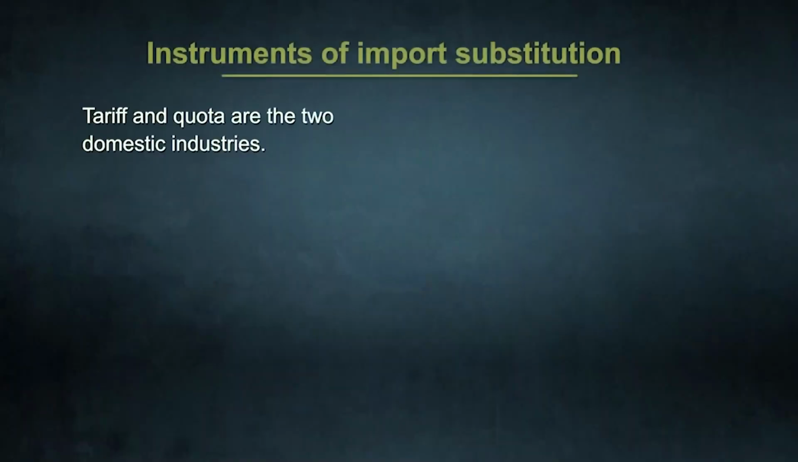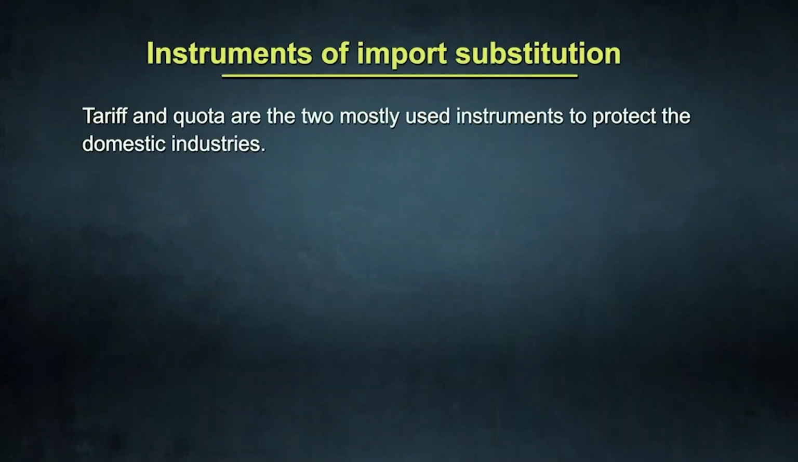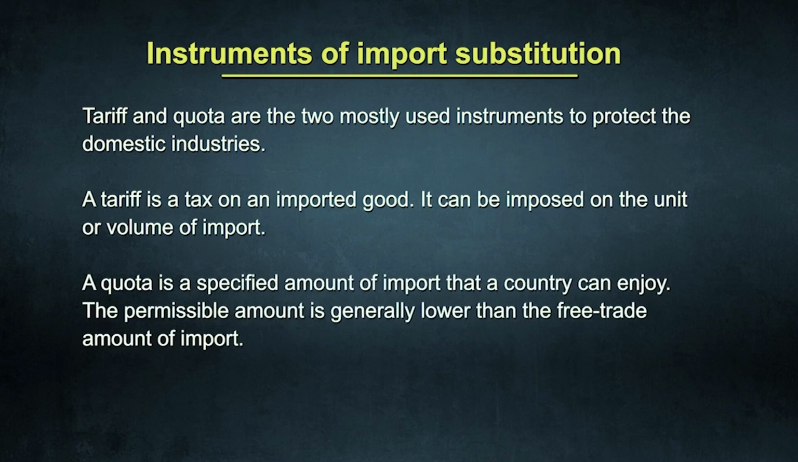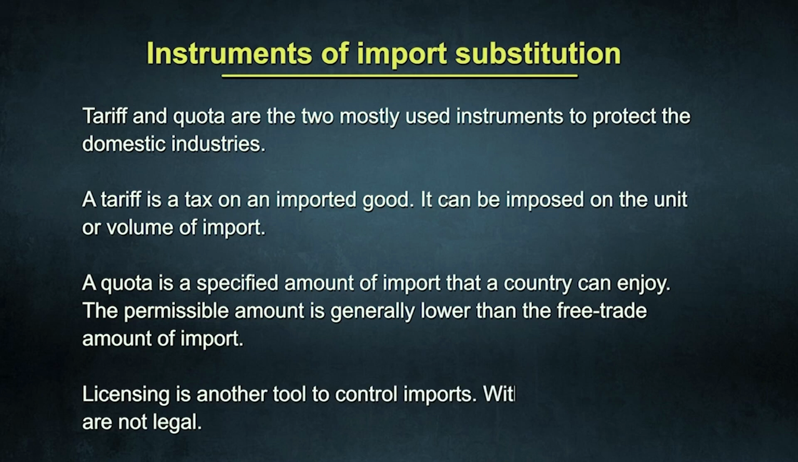Now, what were the instruments of import substitution? Tariff and quota are the most widely used instruments for import substitution. Tariff is a tax on the imported goods. It can be imposed on the unit of import or the volume of import, while quota is a specified amount that a country can import, and generally it is lower than the free trade amount of import.